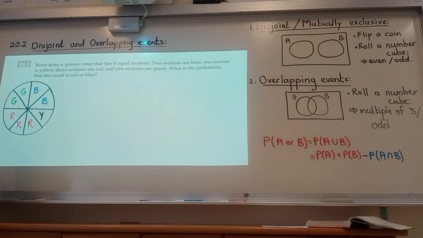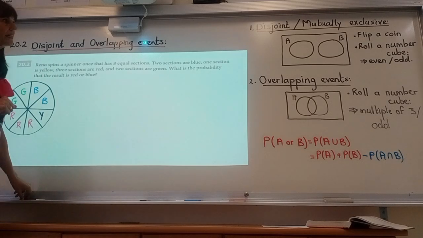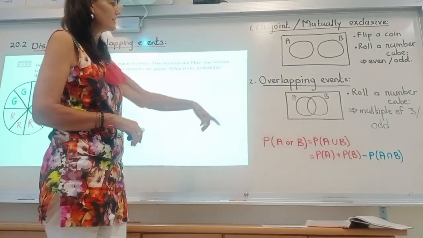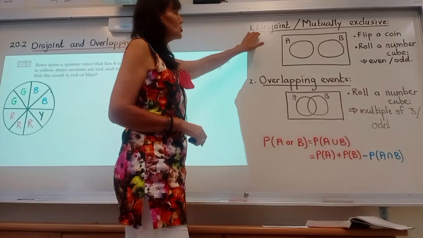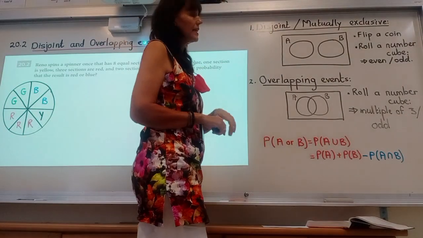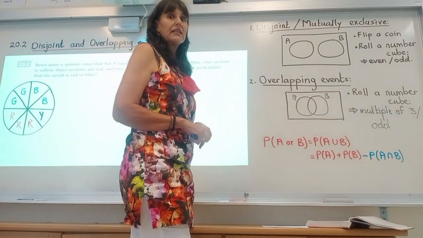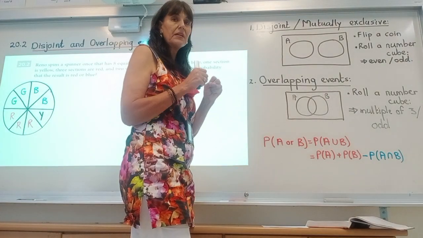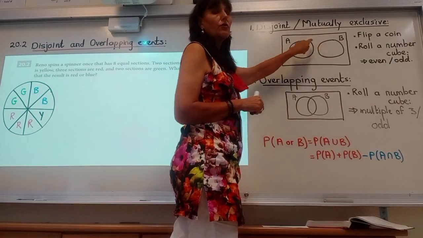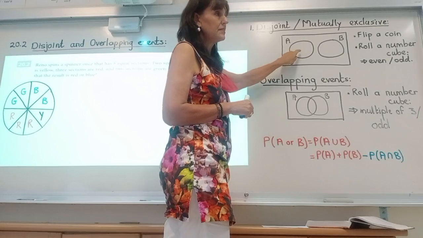Good morning, students. Today we're going to talk about 20.2 disjoint and overlapping events. First I want to explain a little bit what we mean by these two concepts here on the right hand side of the board. Disjoint events have another name, mutually exclusive. This is when an event can't happen at the same time in the same trial. They won't overlap. There's no intersection.